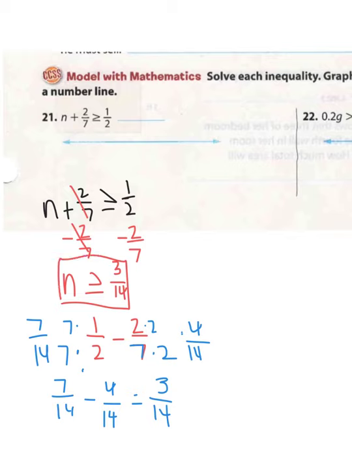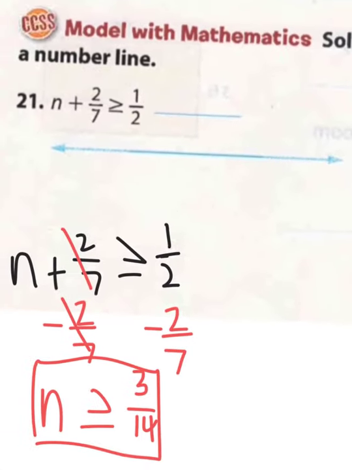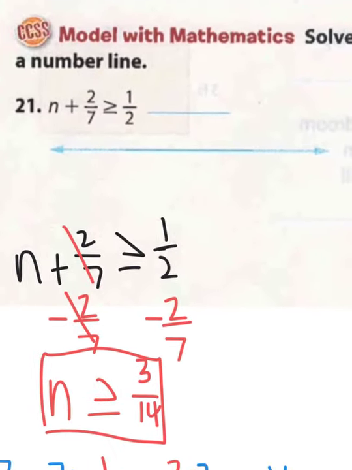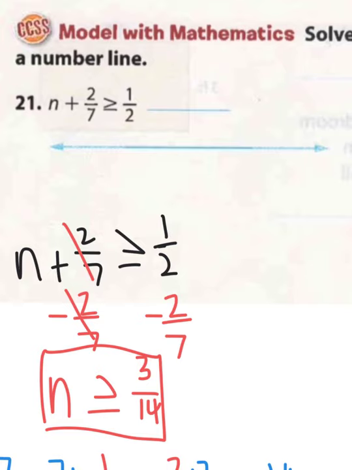Now that's not the end of the question, because the question was also asking us to graph this. So let me zoom in real quick. So I'm going to put my line here and make this 3 over 14. Now if I want to do my next line, I could say this would be 4 over 14. And over here I could say 2 over 14, right? I'm just going to put my circle here. Now it says this is a greater than or equal to, right? That means we get it shaded in. And now it says n is greater than or equal to 3/14.